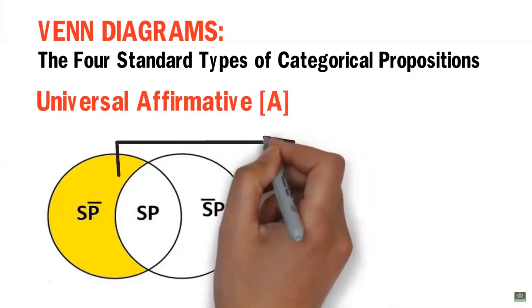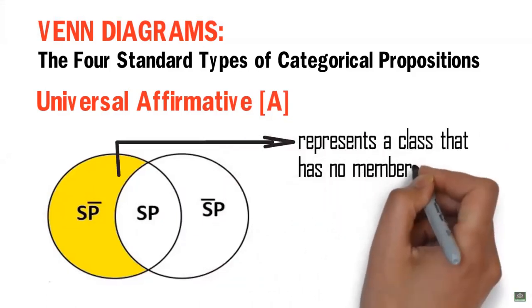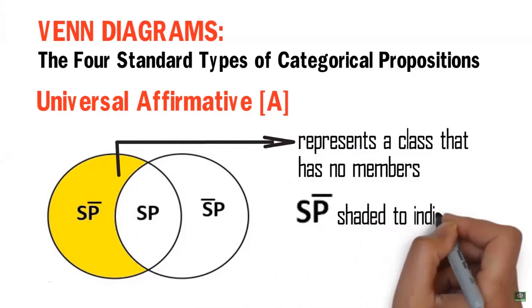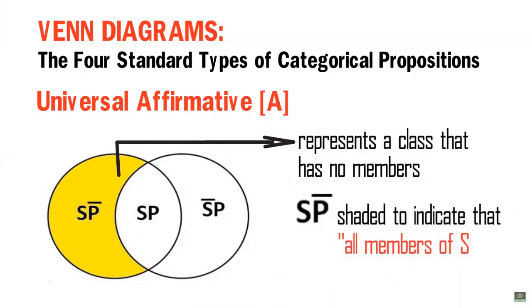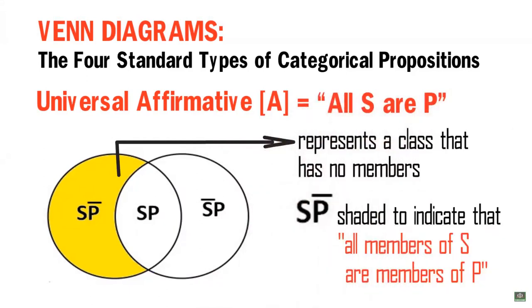The shaded area of this Venn diagram represents a class that has no members. Thus, in the Venn diagram for a universal affirmative A proposition, the area S but not P is shaded to indicate that all members of S are members of P. Thus, we say all S are P.